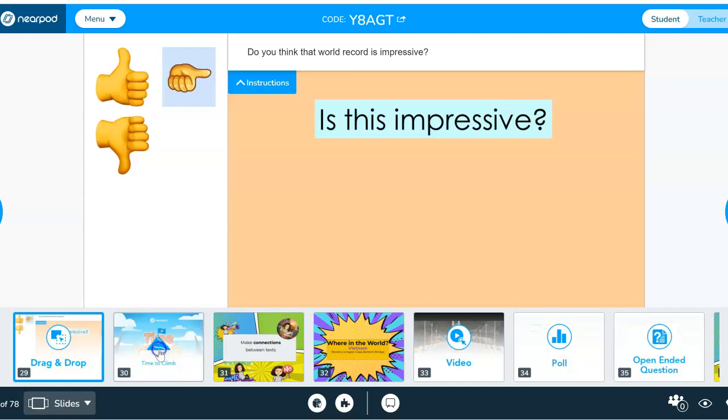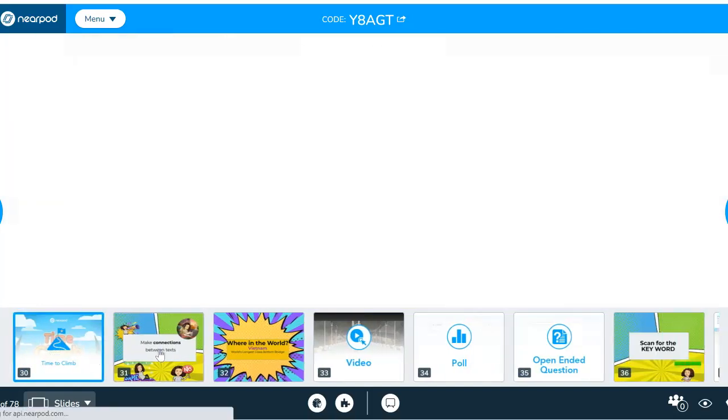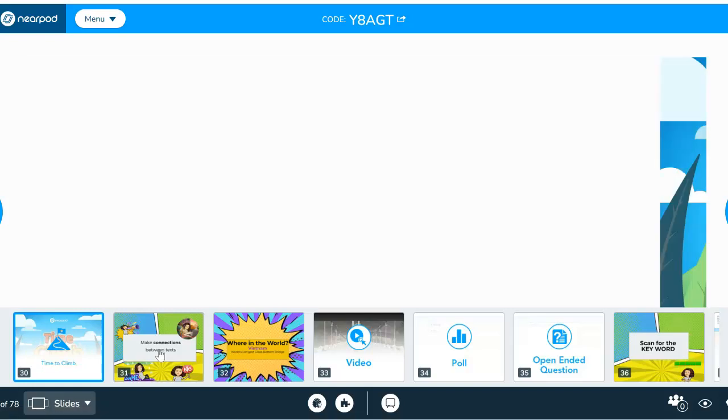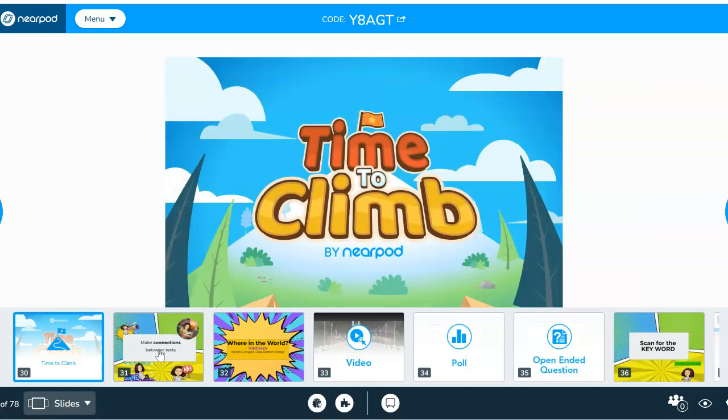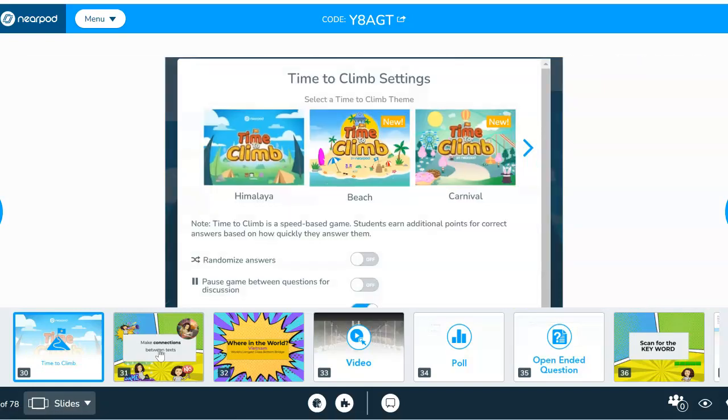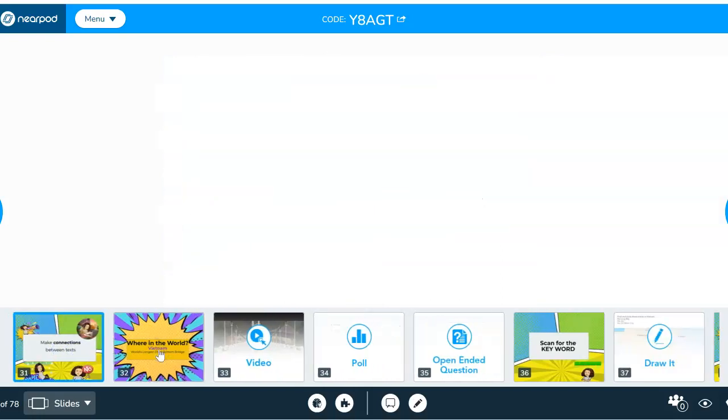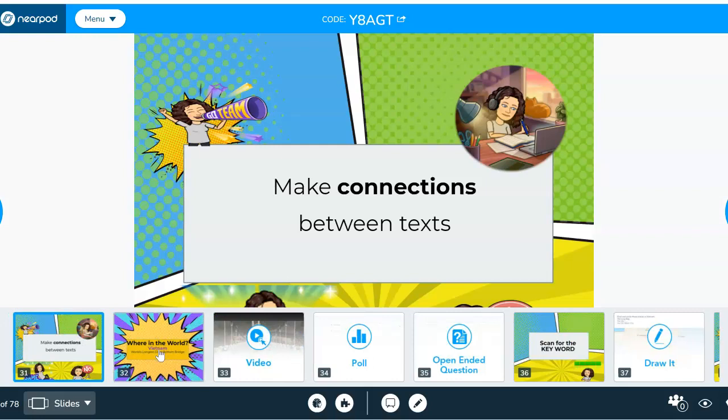The time to climb will then go into reinforcing the learning intention and the success criteria. So what is a keyword? Where would we find the keyword? That type of question. So that each lesson they're having repeated understanding of why it's important to find the keyword and what finding a keyword will help them to do when it comes time to reading or answering comprehension questions.